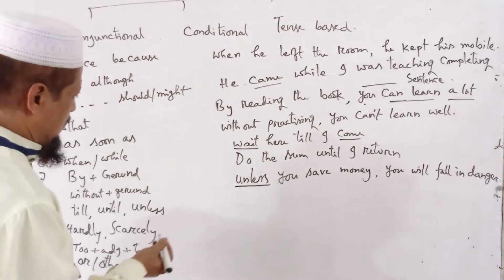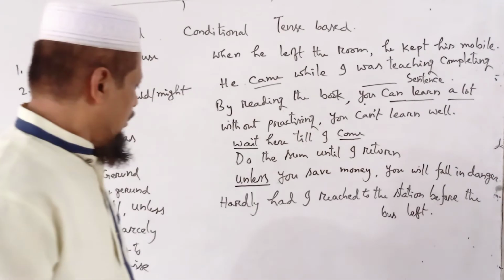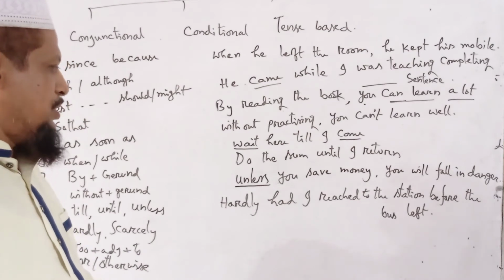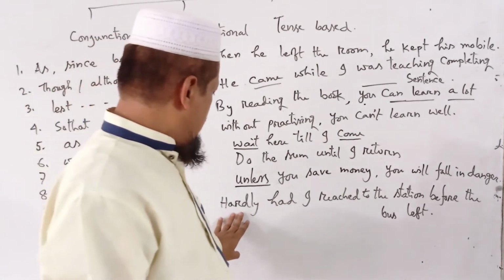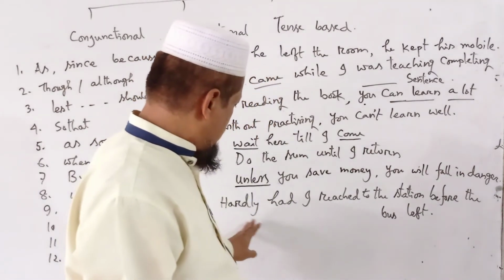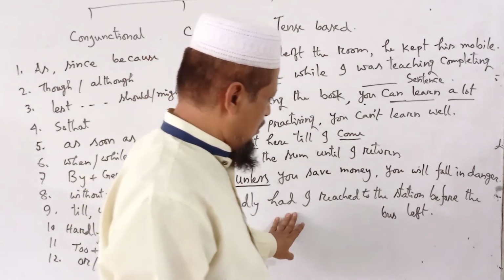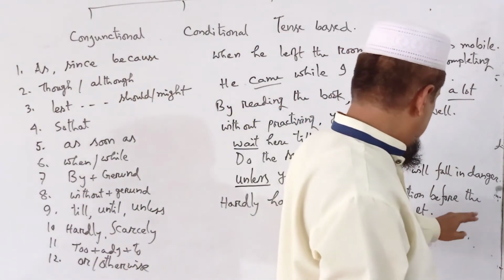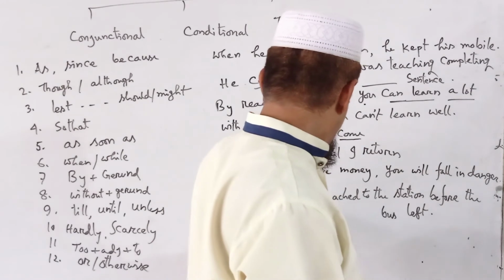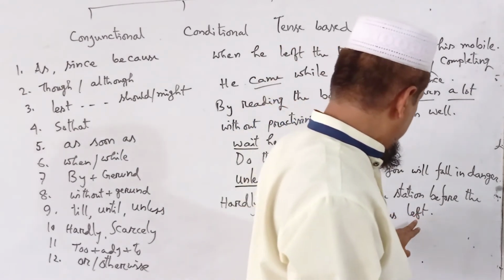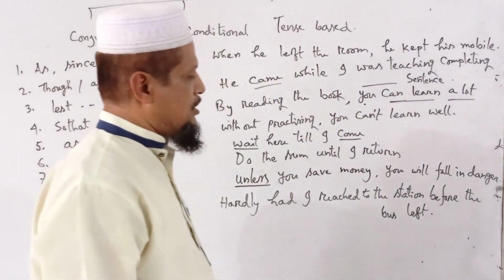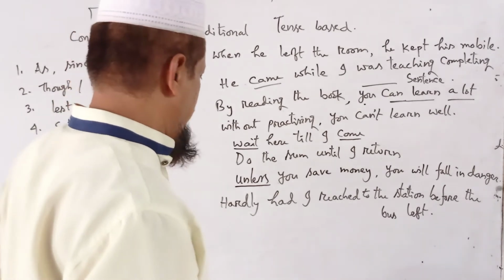Then hardly or scarcely. If a sentence is connected with hardly or scarcely, it's also a negative form. In the case of hardly, the first clause will be past perfect, but the second clause will always be past indefinite. You should not use any other tense from here in the case of hardly or scarcely.